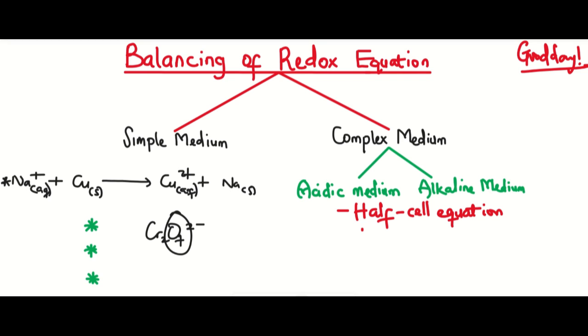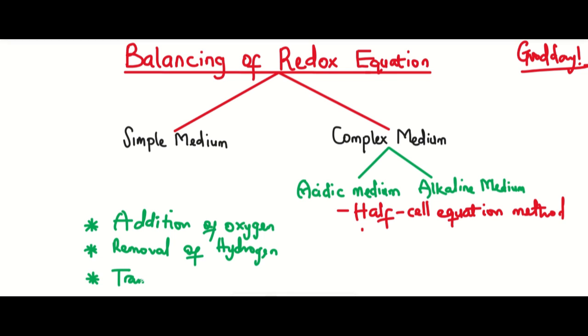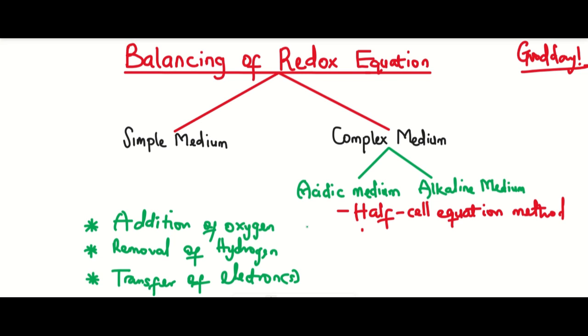For today, I will be teaching you how to balance Redox equation in acidic and alkaline medium using the half-cell equation method. To operate the half-cell equation method, note that it is important to be acquainted with the following rules which serve as a guide to balancing of Redox equation. The first one is the addition of oxygen to a substance or the removal of oxygen from a substance. The next is the removal of hydrogen from a substance. The last one is the definition of redox based on transfer of electron. So let's try to navigate these three rules and see how it works.